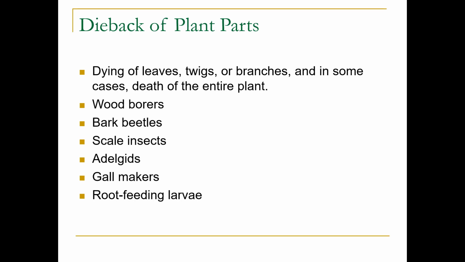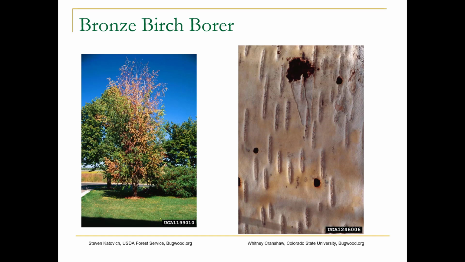Okay, so you're going to see dieback of plant parts, twigs or branches. Sometimes it's the death of the entire plant, and this could be wood borers, bark beetles, scale insects, adelgids, gall makers, root feeding larvae. So this is bronze birch borer. And so you're going to see that whole sections of the tree have died back. On Himalayan white pine or white birch, you see a lot of this where the lower foliage looks okay, but then the top has died. If you were going to look on the trunk, and this is a side view of the trunk, you would see these D-shaped holes. That's an indicator that it has bronze birch borer.